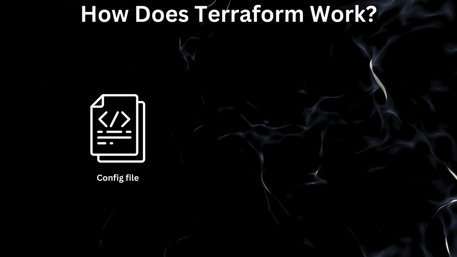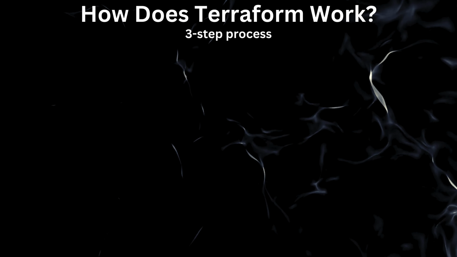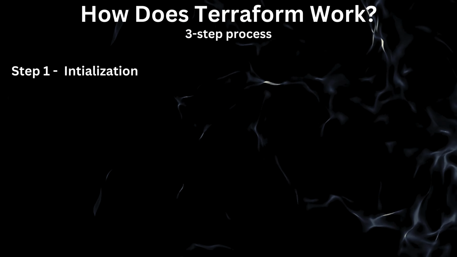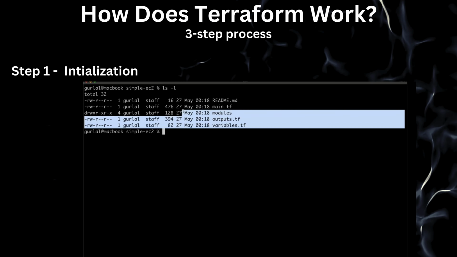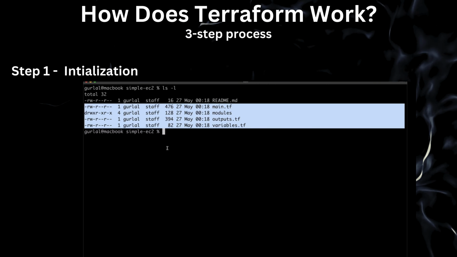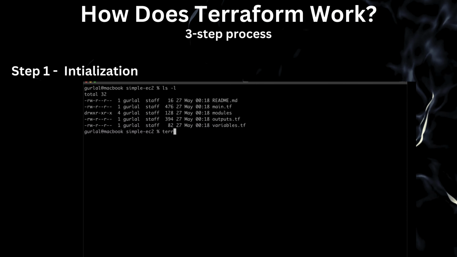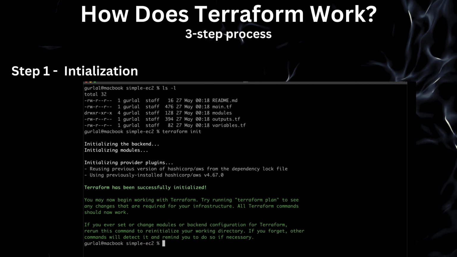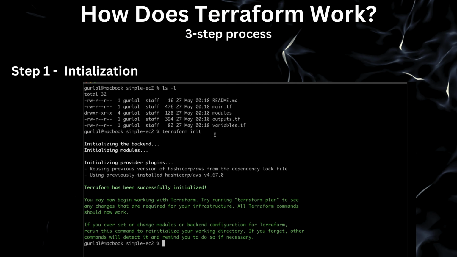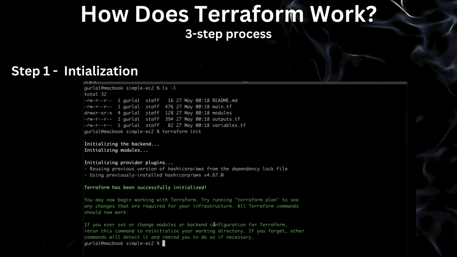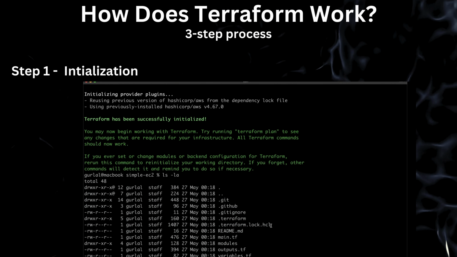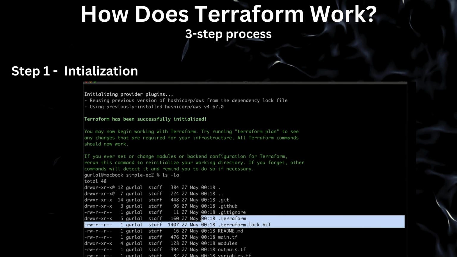So once you have the code written, Terraform follows this three-step process. The first is initialization. Wherever your Terraform configuration files are sitting, you run this command terraform init and it would initialize your directory. Initializing essentially downloads the necessary plugins that Terraform needs to talk to a particular provider. It also creates all the necessary folders that Terraform requires.